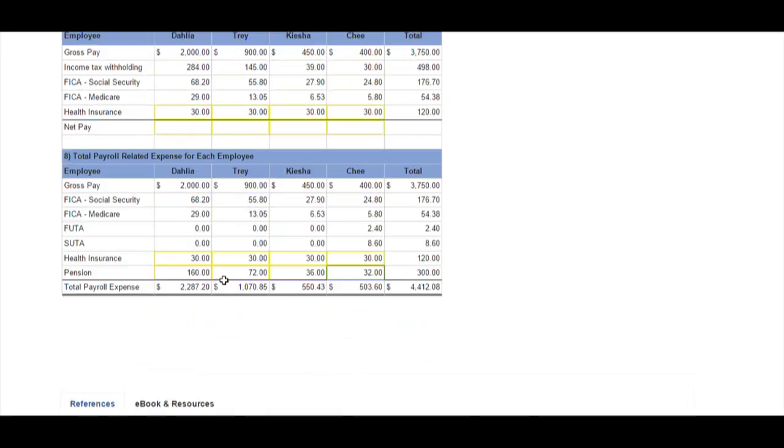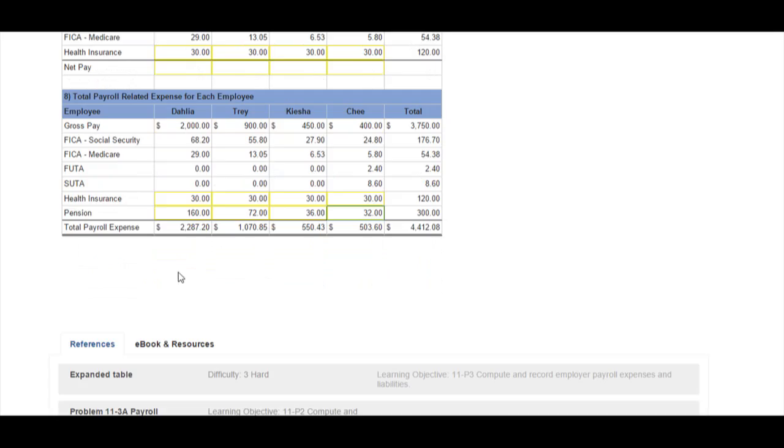Connect calculates the total payroll expense to the company for each employee for you. That was fun, wasn't it?